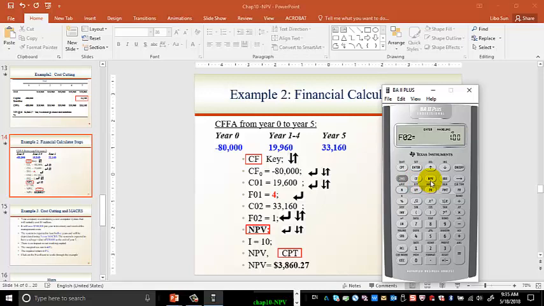Then we're going to go to the net present value calculation. Click on the NPV key. It asks what's the ROI. Enter 10, enter. Do not put 0.1. Go down. When you see the NPV on the screen, click on compute. So we got 3,860. Again, this cost cutting is a positive NPV project. We're going to accept that.